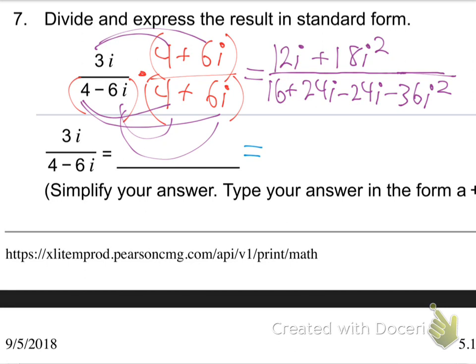That good so far? These cancel. That's exactly what always happens when you do the conjugate, the opposite sign in the middle. You get those middle two I terms to drop out. That's why we do it.